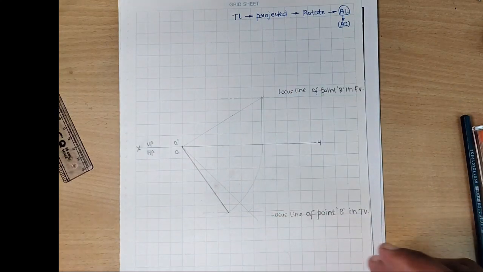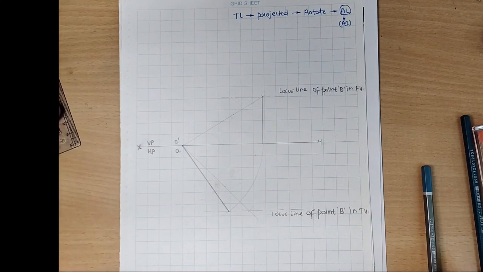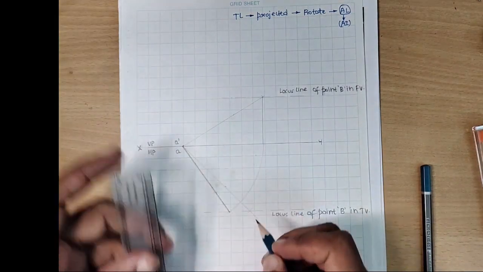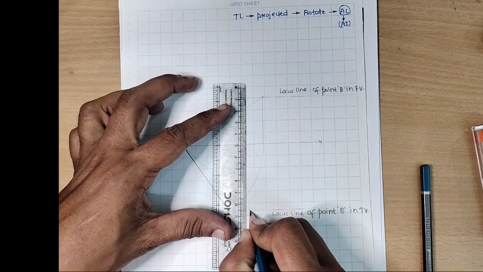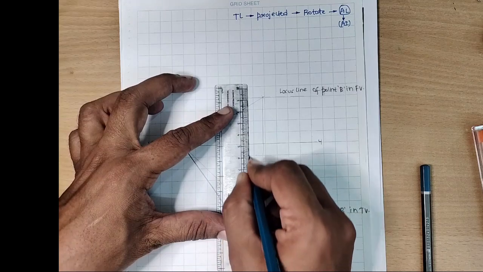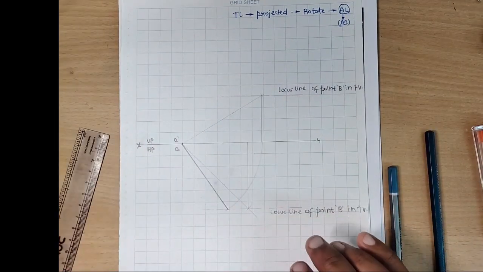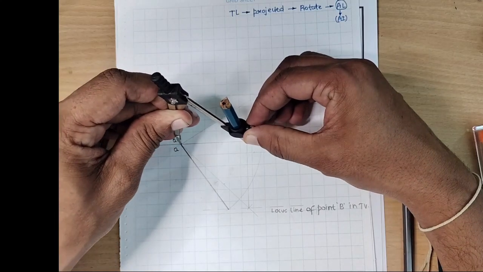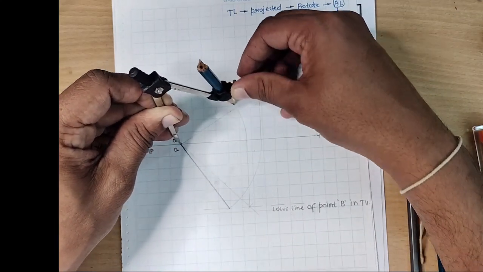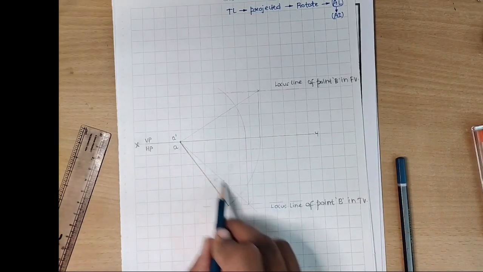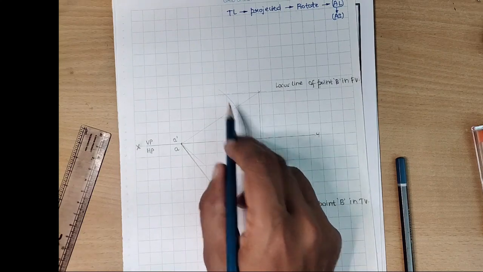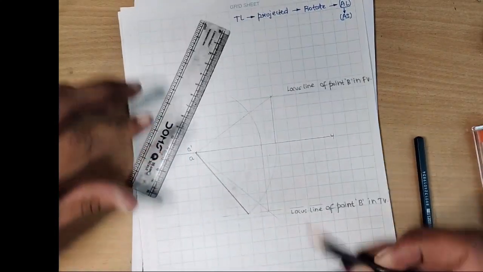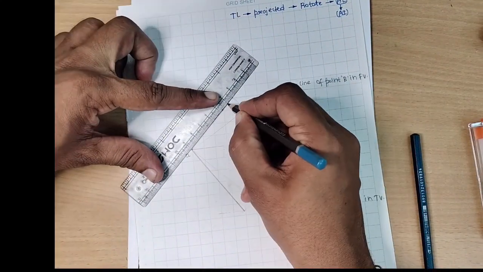Follow the same procedure on the other side. Make use of your scale. Here we have a true length. The true length has to be projected upwards. Let us make use of the compass. Point A dash as the center and the new point we have got as the radius. Let us construct an arc. I repeat, this is a true length. We have projected upwards and rotated. Now I should get the apparent length.